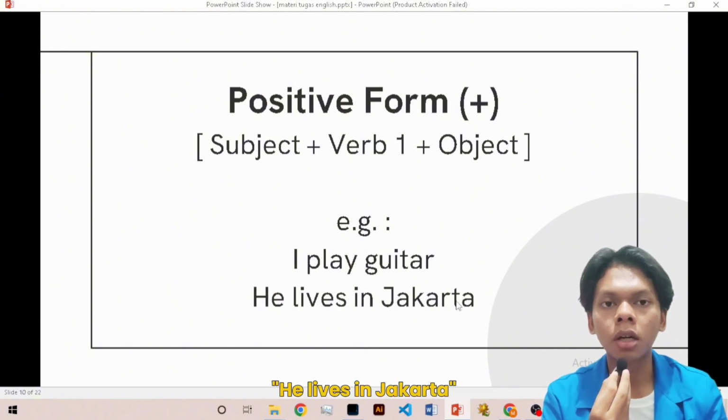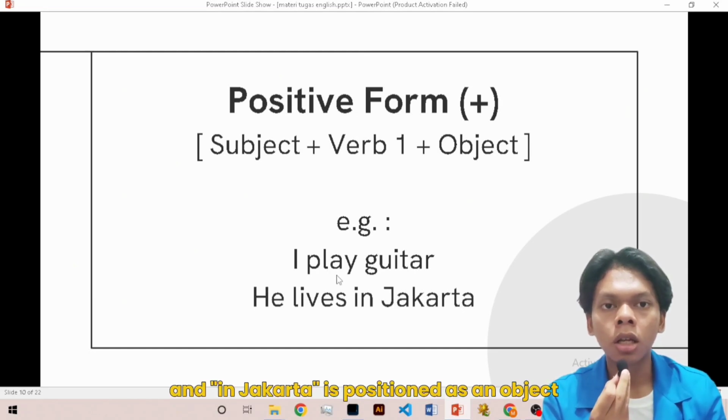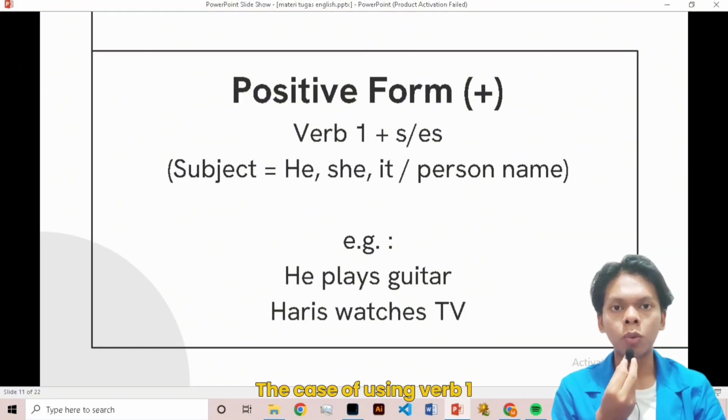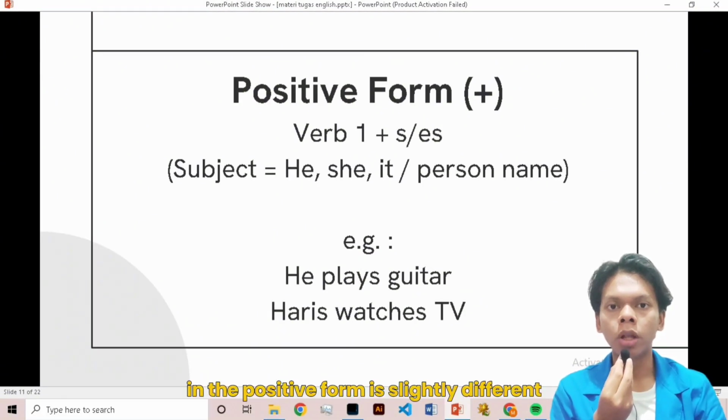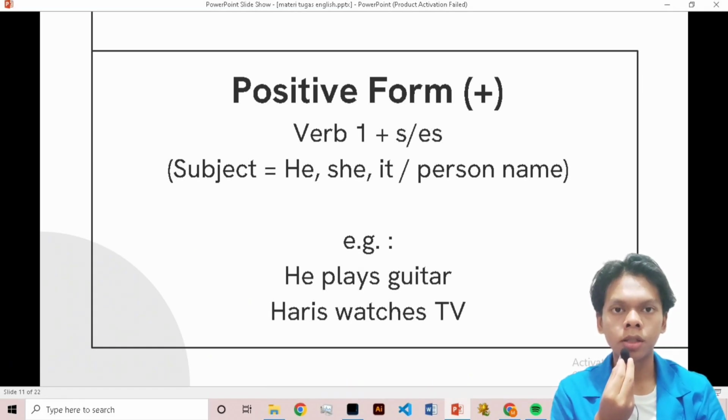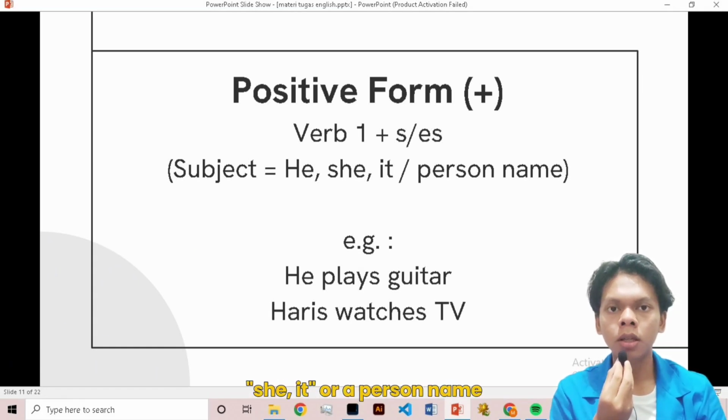He lives in Jakarta. He is the subject, lives is the verb 1, and in Jakarta is positioned as an object or locative adverb. The case of using verb 1 in the positive form is slightly different. So, verb 1 plus s or es if the subject is he, she, it, or a person name.